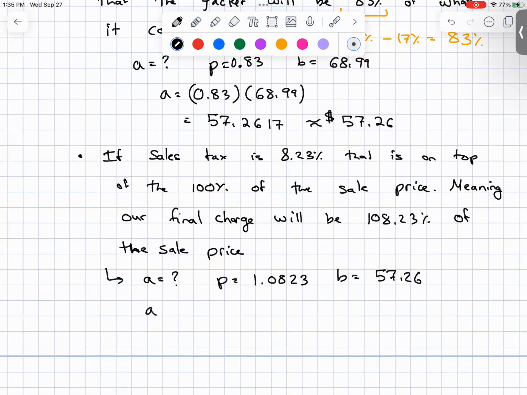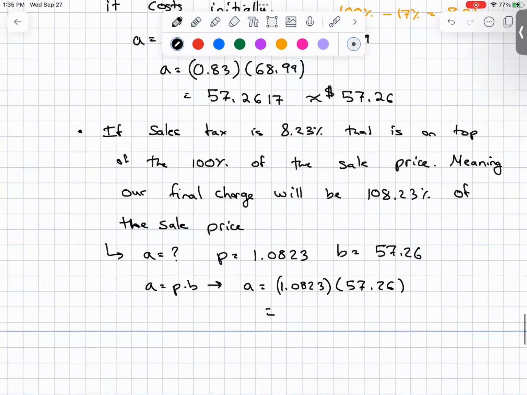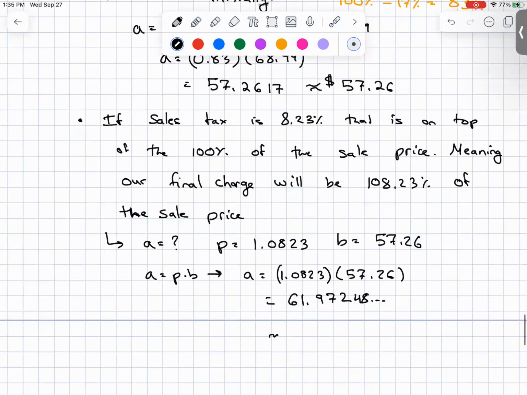So A is equal to P times B. So A is equal to 1.0823 times 57.26, which is equal to 61.972 and so on. Rounded to $61.97, which is exactly what we should have got.